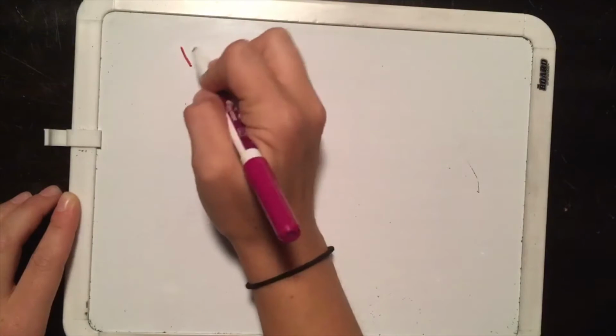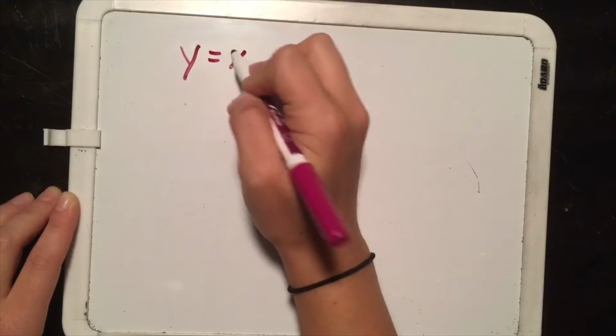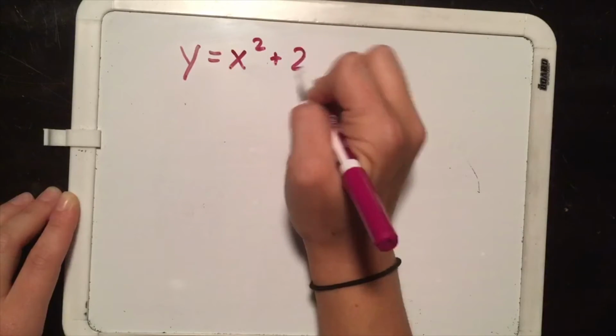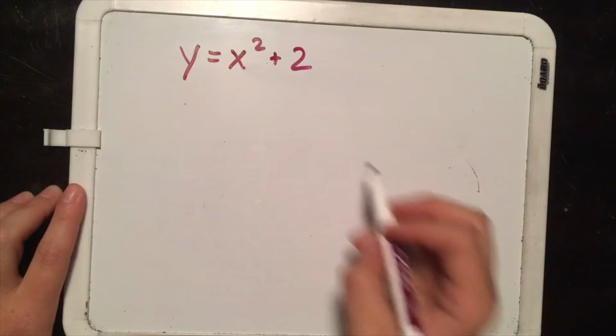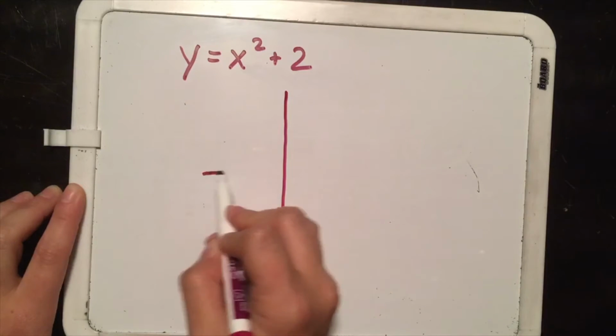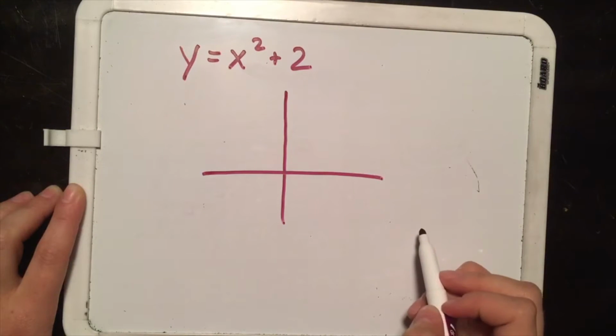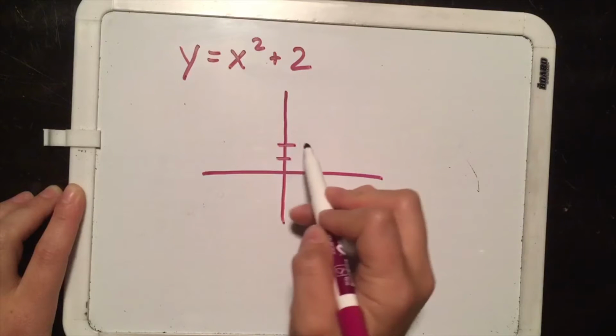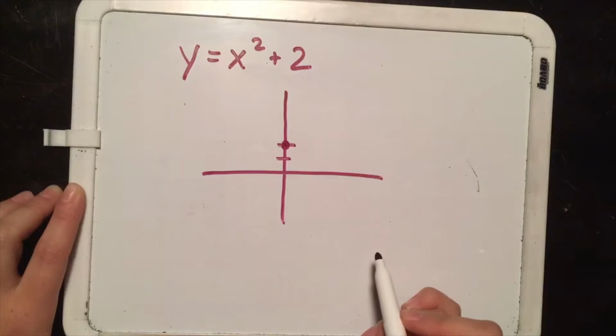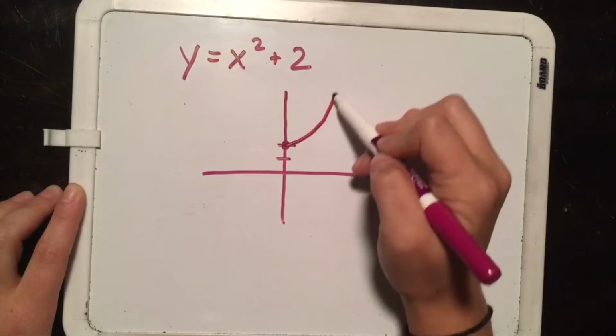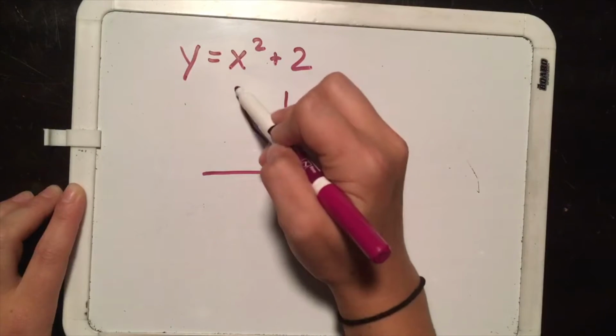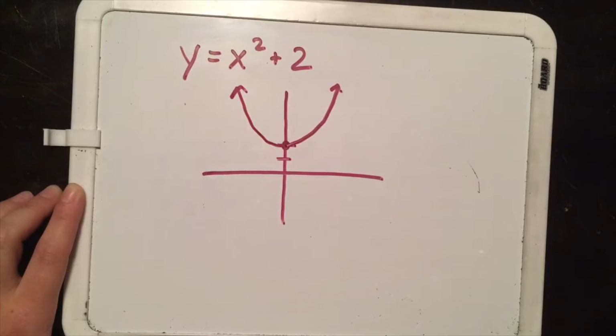Now we're going to find the range of a parabola. y equals x squared plus 2. If we're to graph this parabola, this is just a parabola shifted up 2 points, has a vertical shift, and it's a positive parabola because the a value in front of the x squared is positive.